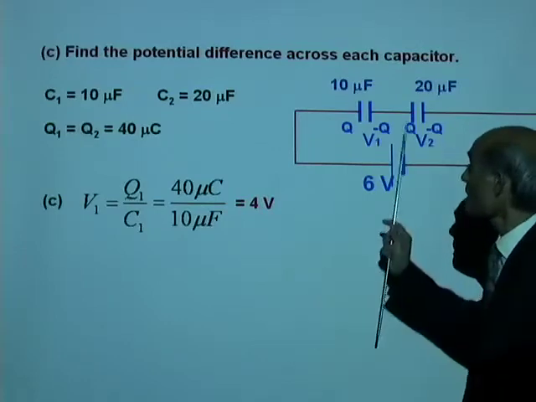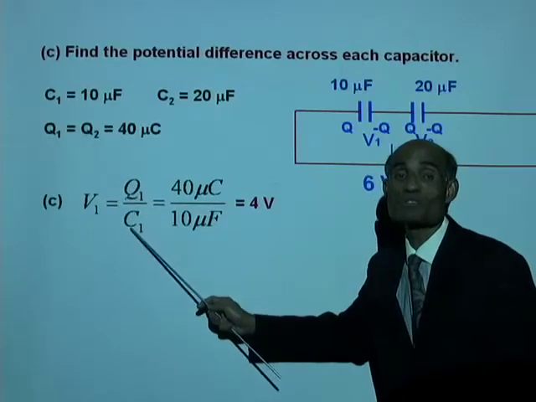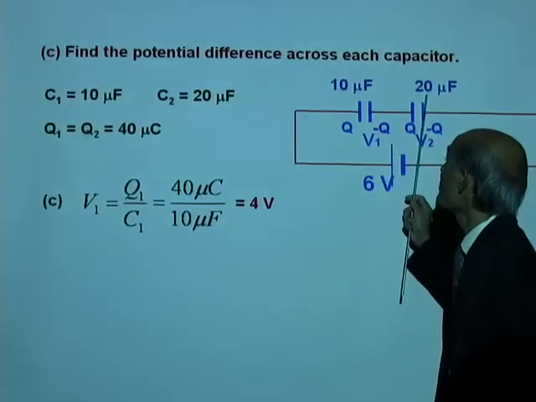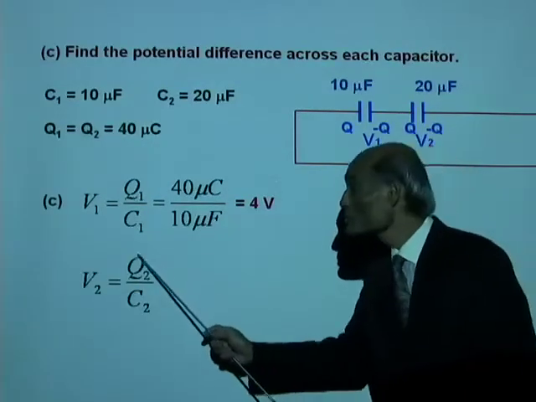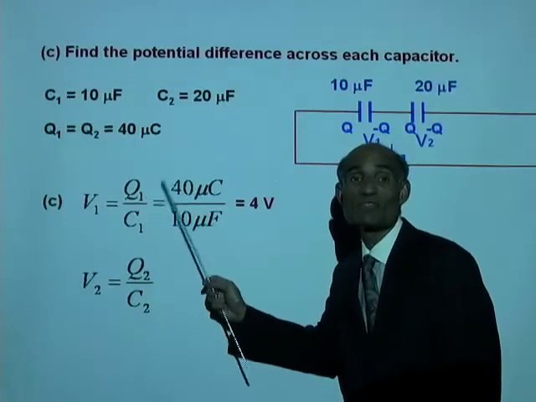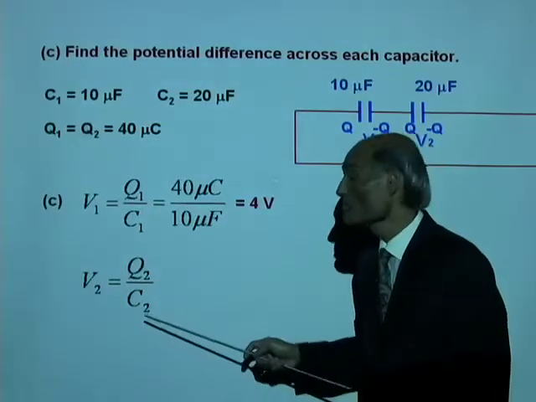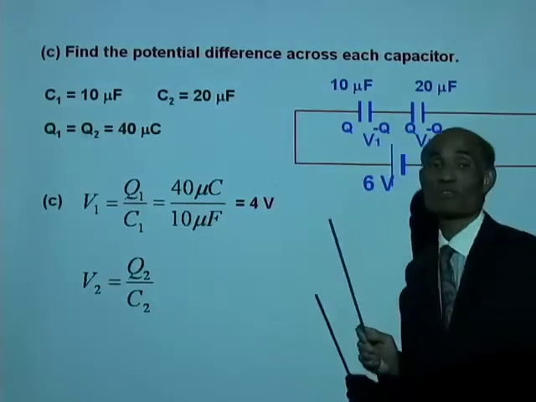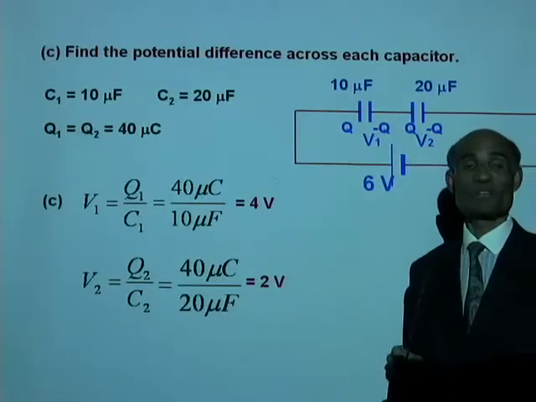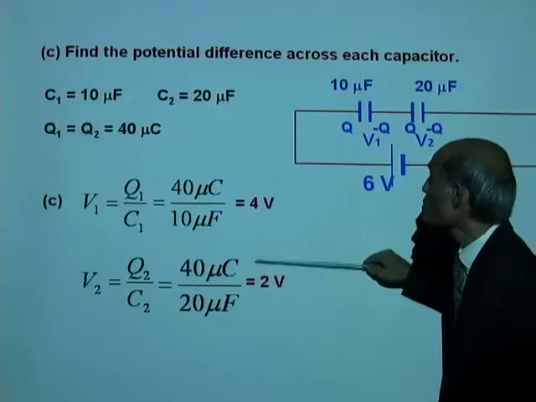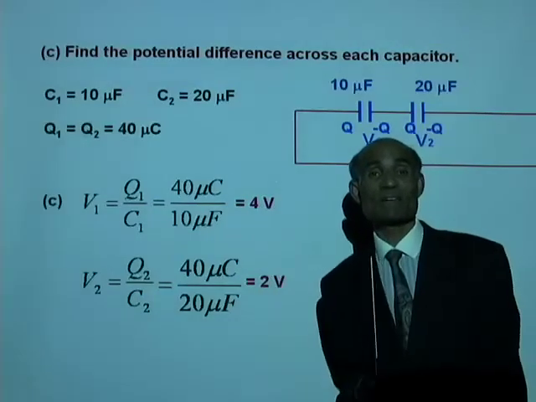Well, we can find the same answer by going this way. If V1 equals Q1 over C1, then V2 must be equal to Q2 divided by C2. There you are. And Q2 is the same as Q1, is the same as the total charge. So Q2 is 40 microcoulomb, C2 is 20 microfarad. That will be 40 divided by 20, which is 2 volts. You can see here the total potential across the two capacitors equals the total potential provided by the battery.